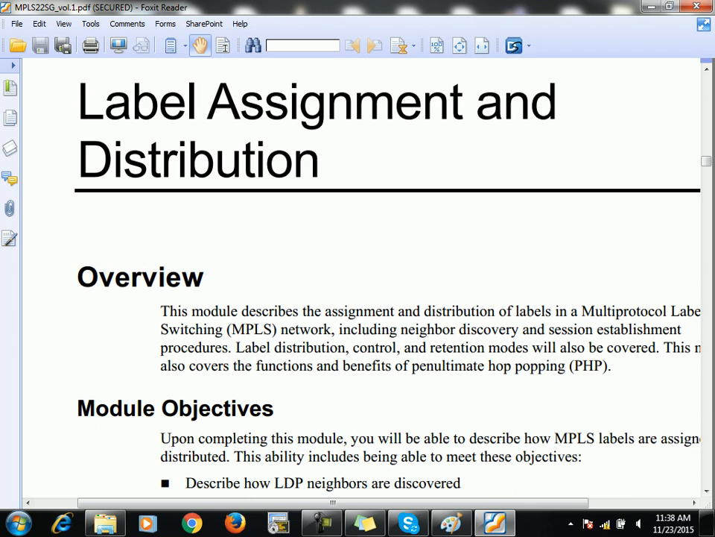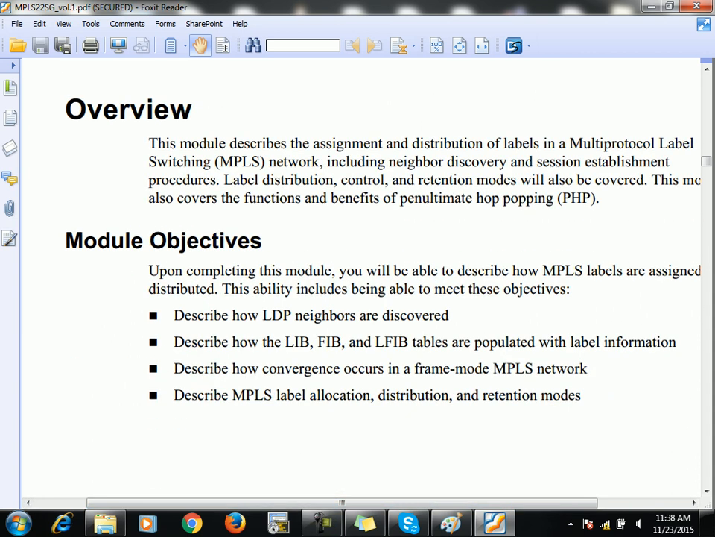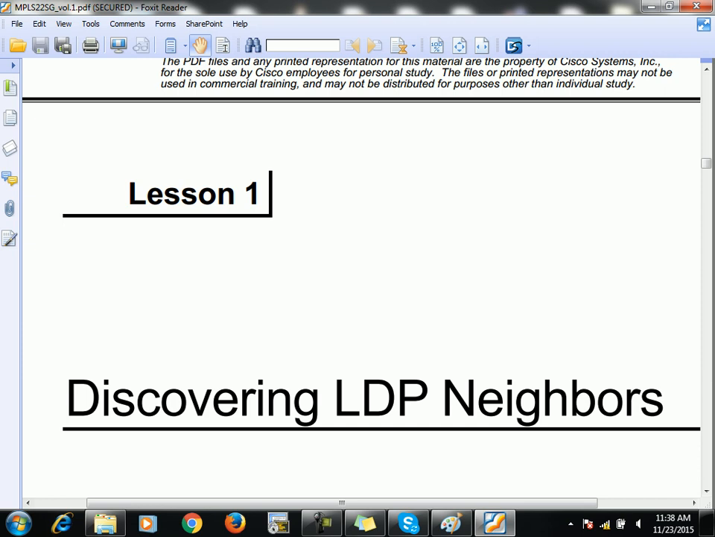See, this is label assignment and distribution. I told you, for label assignment and distribution, we will be using two protocols, either LDP or TDP. TDP is a Cisco proprietary protocol, whereas LDP is an open standard protocol, right? So basically we will be going through LDP now, right? LDP will be responsible to form the LIB as well as the LFIB, right?